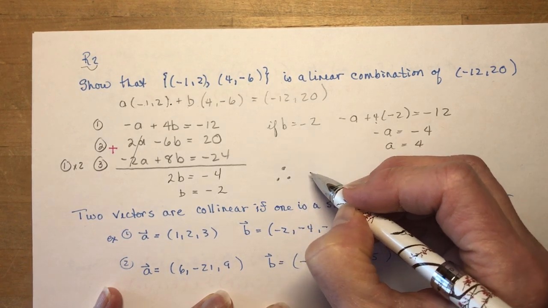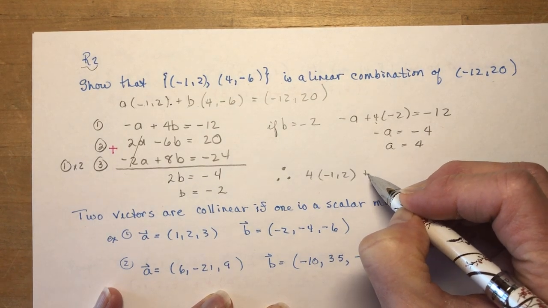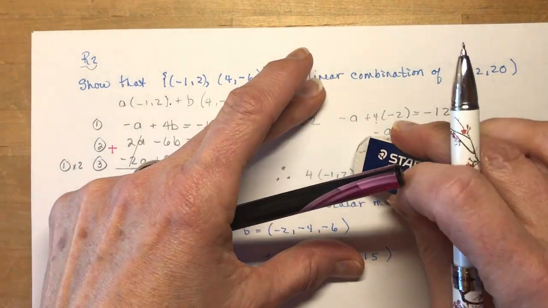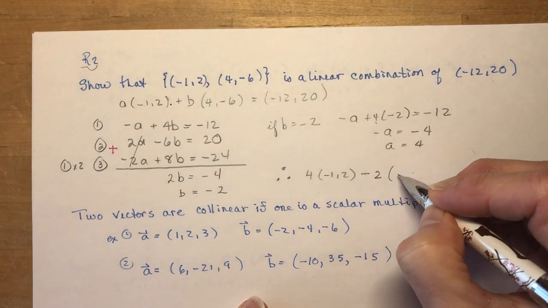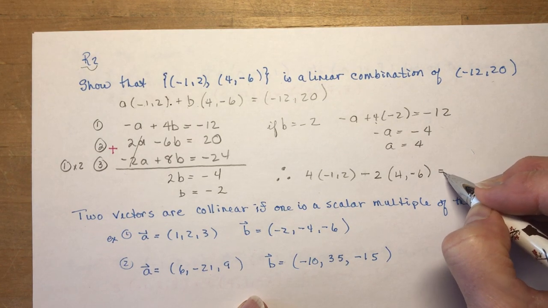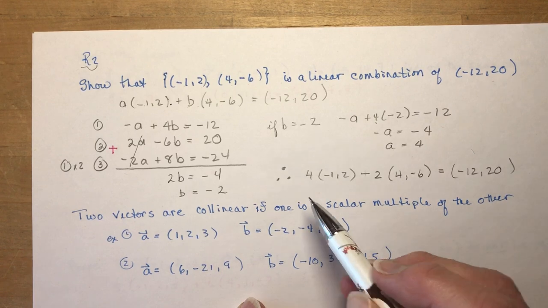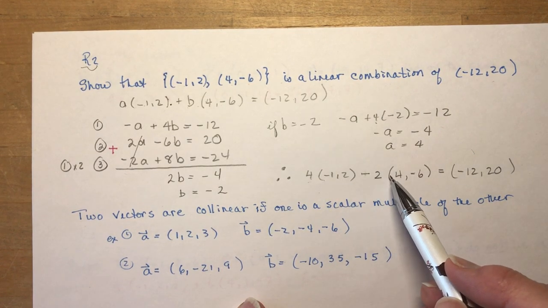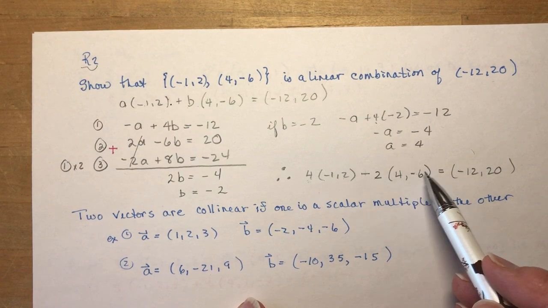So I would say 4 times (minus 1, 2) plus... Oh, not plus, it's a minus B, minus 2. So minus 2 times (4, minus 6) is equal to (minus 12, 20). You can double check, minus 4 minus 8 more is minus 12, and 8 plus 12 is 20.